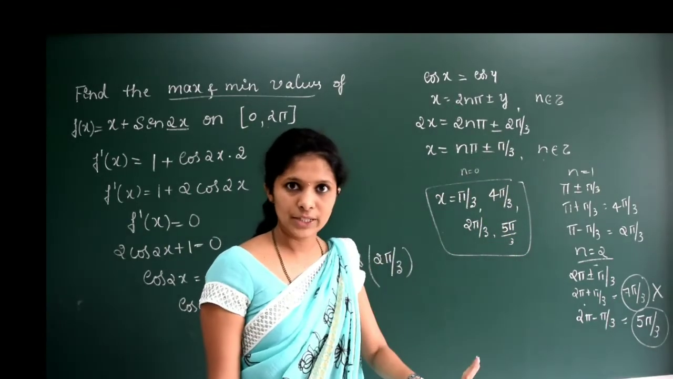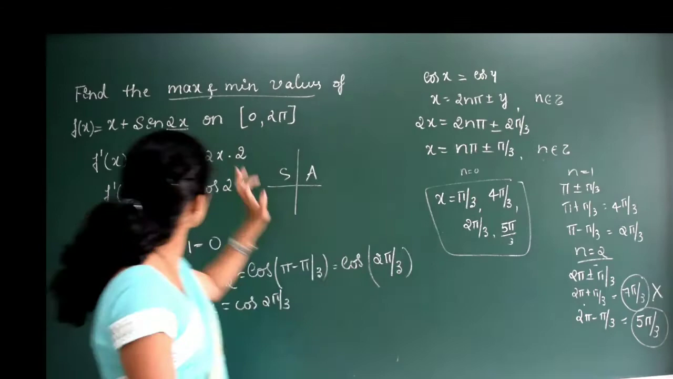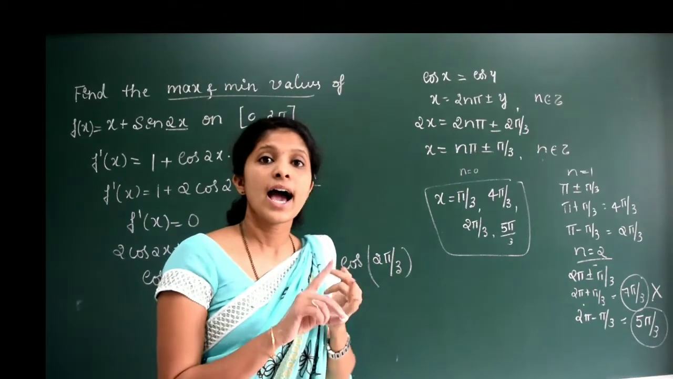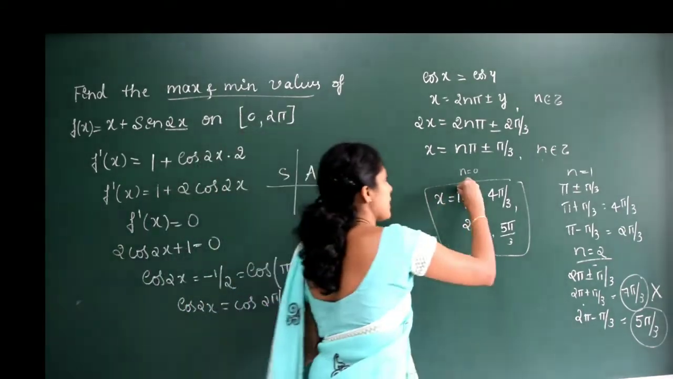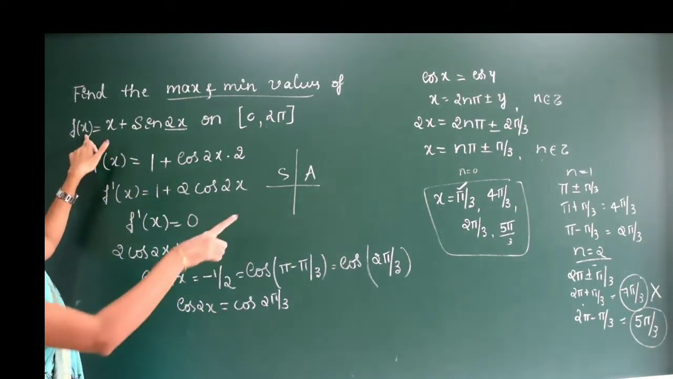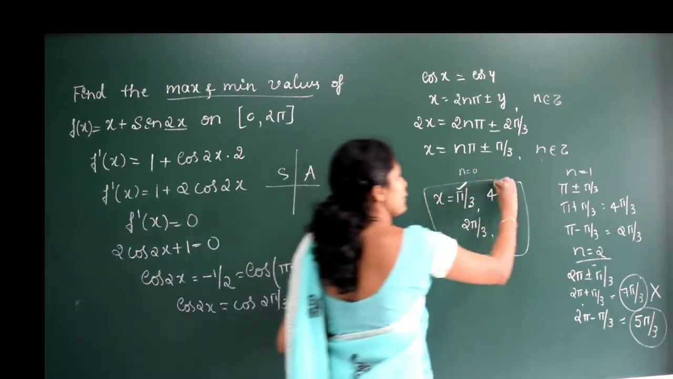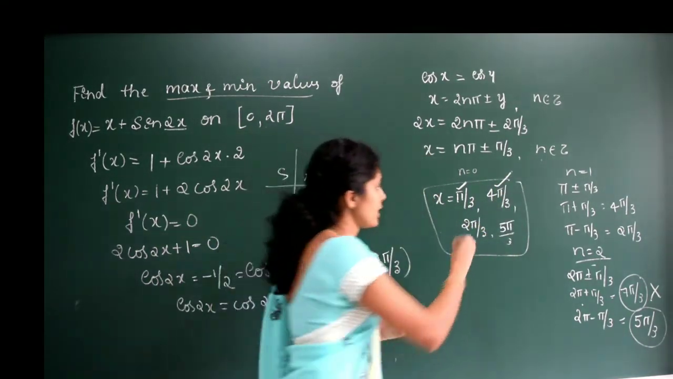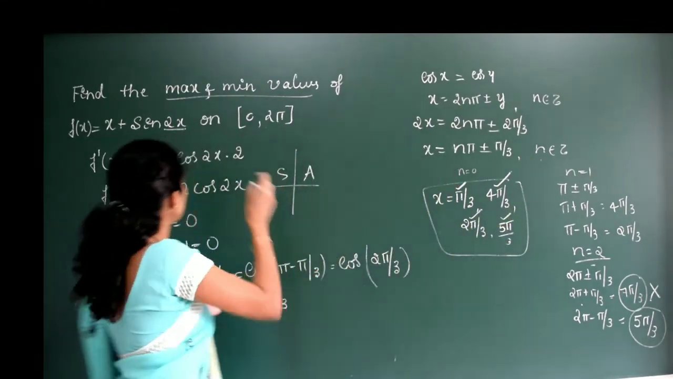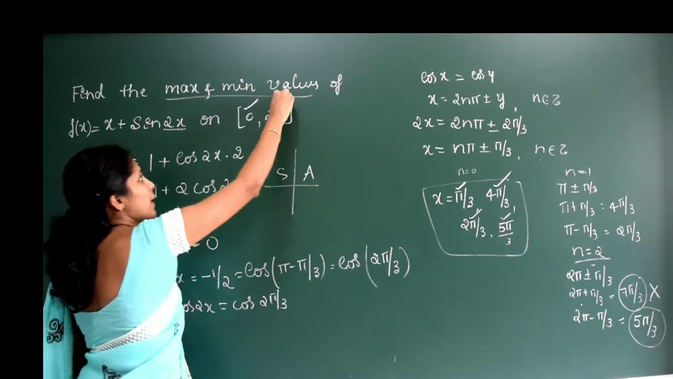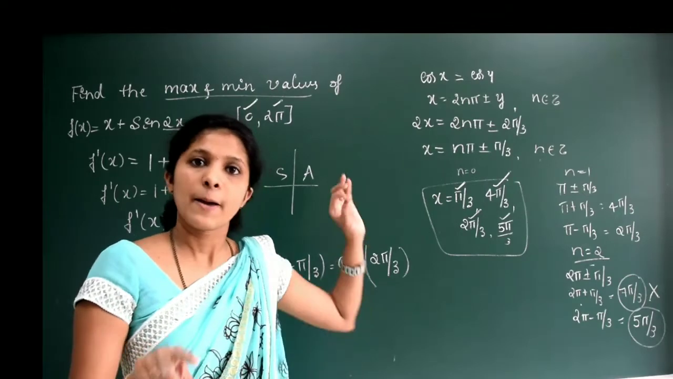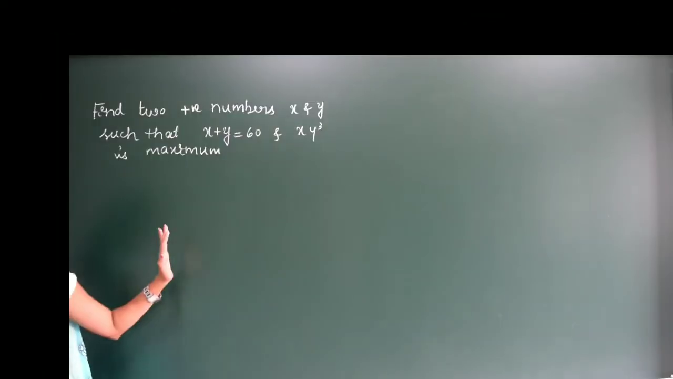This problem is not completed. What you have to do? What you have to find? The maximum and minimum value. You have to substitute the critical points as well as the end points in the given equation. So you have to find f of pi by 3, then f of 4 pi by 3, then f of 2 pi by 3 and f of 5 pi by 3, and one more, f of 0 and f of 2 pi. Then you have to check where the function attains the maximum and where it attains the minimum value. Complete this one, okay? That's an important one.